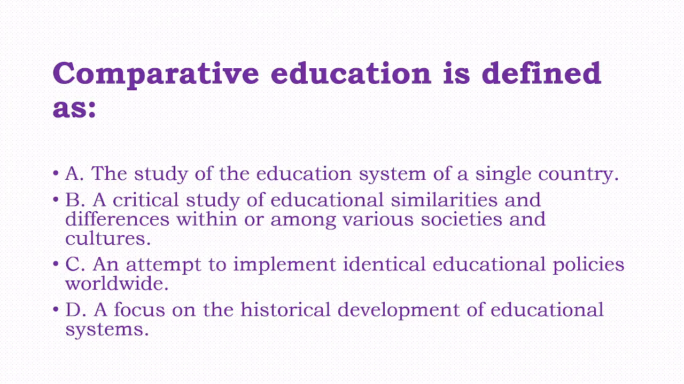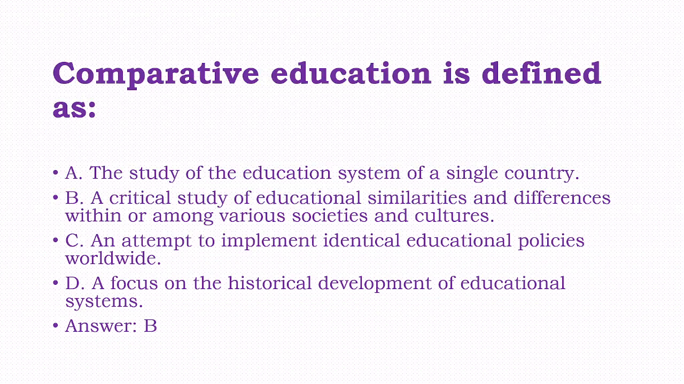Next, comparative education is defined as, options: the study of the education system in a single country, a critical study of educational similarities and differences within or among various societies and cultures, an attempt to implement identical educational policies worldwide, a focus on historical development of educational systems. Answer of this question is option B, that is a critical study of educational similarities and differences within or among various societies and cultures.